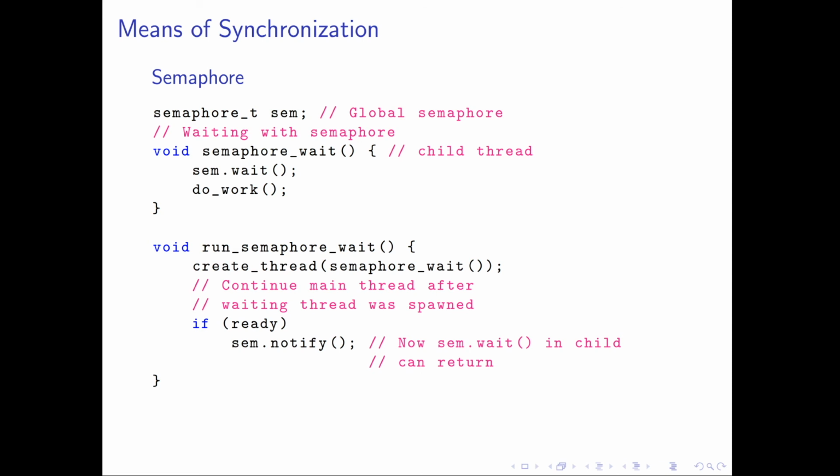Another more resource-centric synchronization mechanism is the semaphore. And the semaphore is basically a wait and notification mechanism. You have one thread that initializes the semaphore and then does some work, and at some point the thread decides that it is ready, and then it notifies all the other threads that are waiting at the semaphore, and only then can the other threads resume their work.